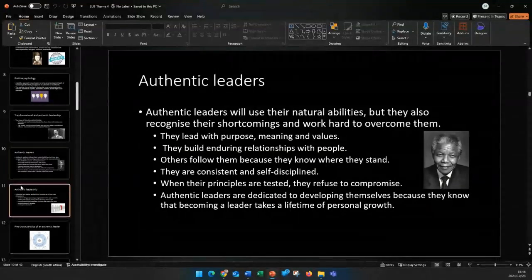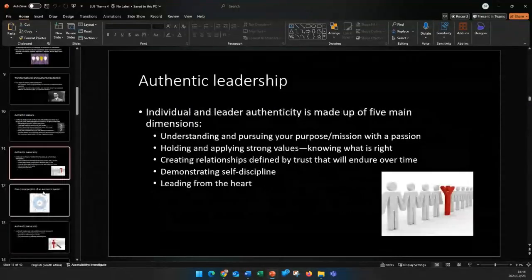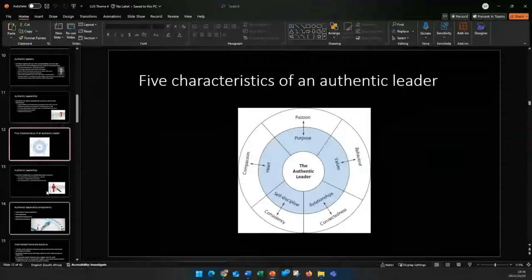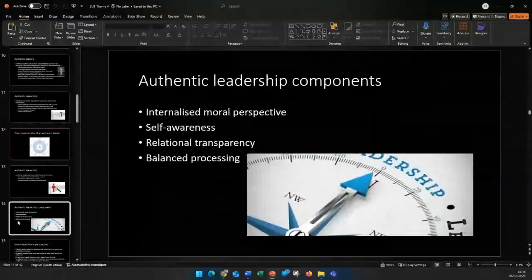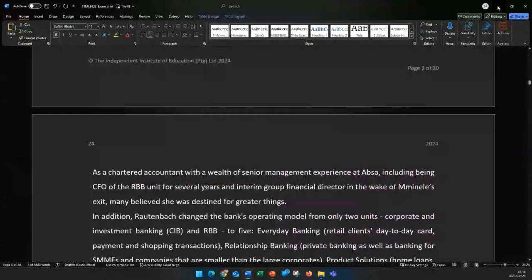Please have a glance at some of the elements of authentic leadership. I think the model that always stands out for me is this one here, the components of authenticity and authentic leadership. Please have a glance at authentic leadership.